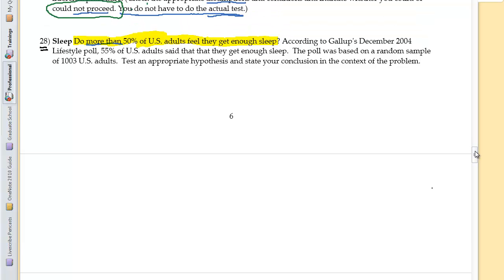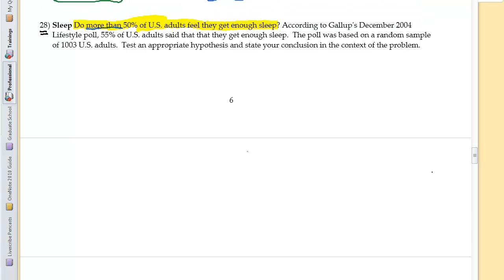I'm going to scroll this down just a little bit. Oops, too far. All right. This is going to be our alternative hypothesis: do more than 50%. So this 50% right here, this is our p. We think that 50% of U.S. adults, that's going to be our population. Feel they get enough sleep. This is our trait.